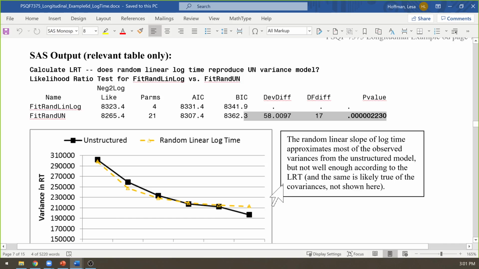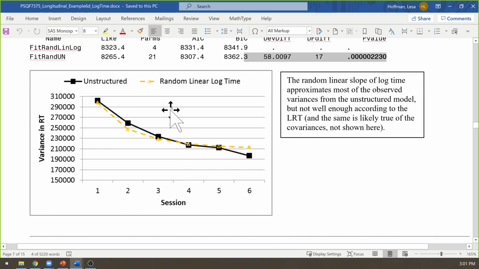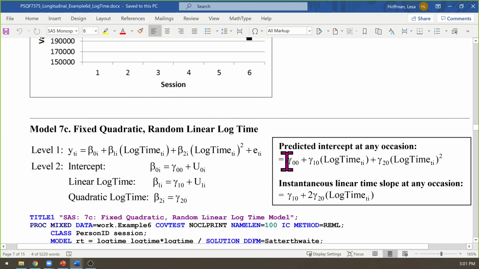So no, the variance side doesn't fit yet. Here's a comparison of what the unstructured model has with its variances at each occasion and what the random linear log time model has. It's kind of whiffing on the end. So I keep going. Because I'm interested in fitting a better model for the variance, a random effect, I'm going to have to add it as a fixed effect.